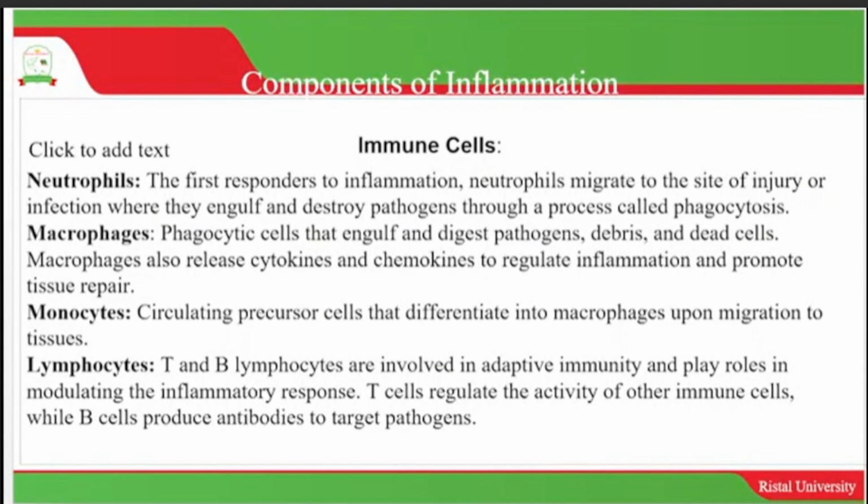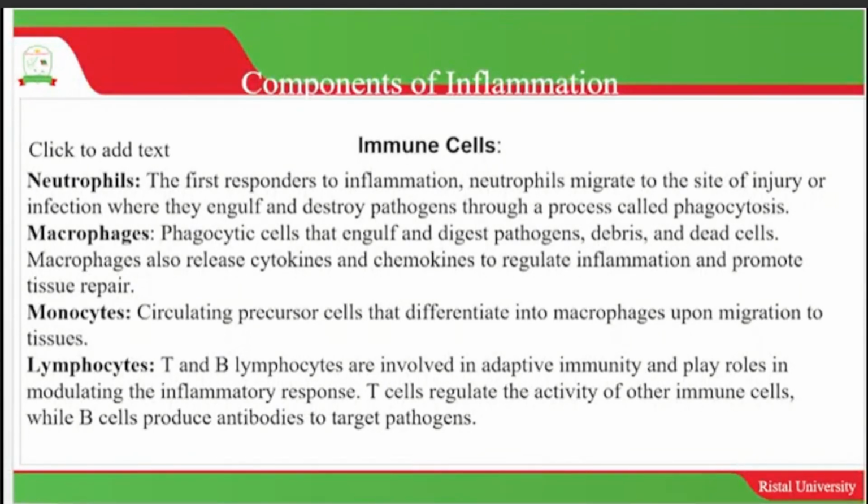Hope we are together and we are able to continue. So the second immune cell is the macrophage. Macrophages are phagocytic cells that are responsible for engulfing and digesting pathogens, debris, and dead cells. Macrophages also release cytokines and chemokines to regulate inflammation and promote tissue repair. The next immune cell is the monocytes, the circulating precursor cells that differentiate into macrophages upon migration to tissues.